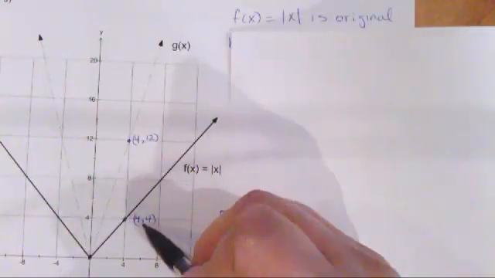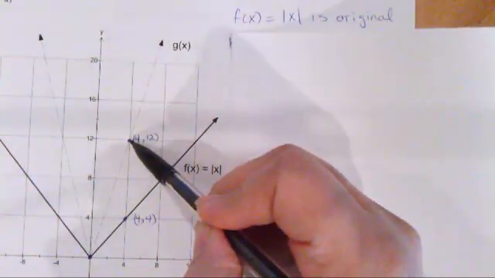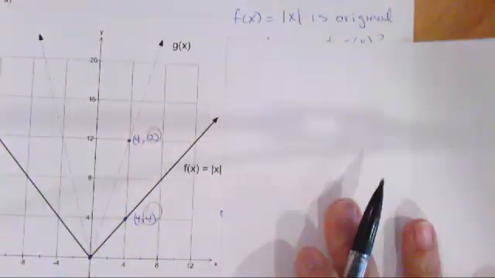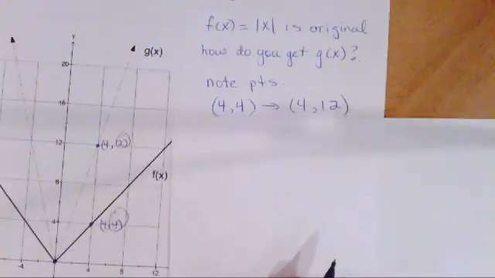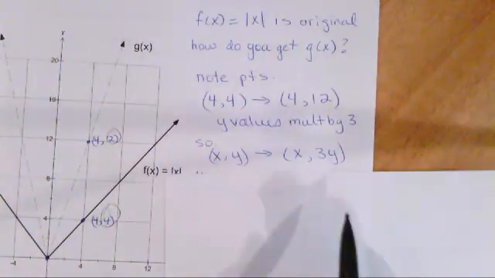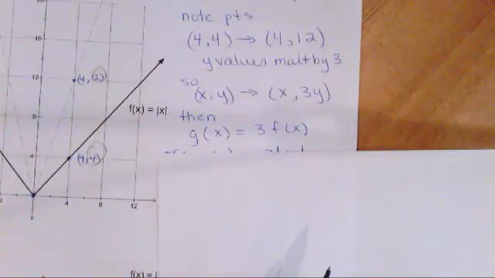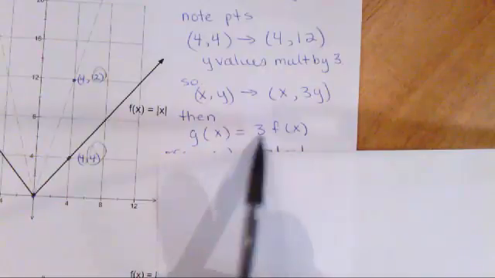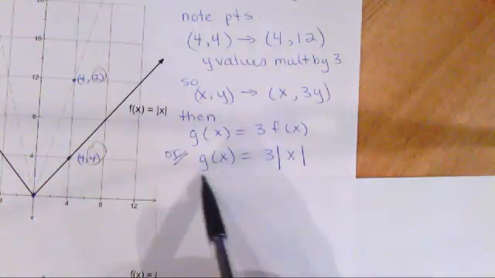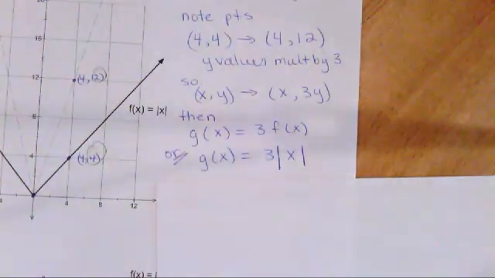So you can see that here we've got (4, 4), and I've correlated it to this point right here. And you can see that the y values have changed. So how have the y values changed? Well, we multiply them by 3. So this is what our mapping notation looks like. And then we can apply that to our function notation. If you want to write it in terms of the actual equation, that's what it would look like, 3 times the absolute value of x.